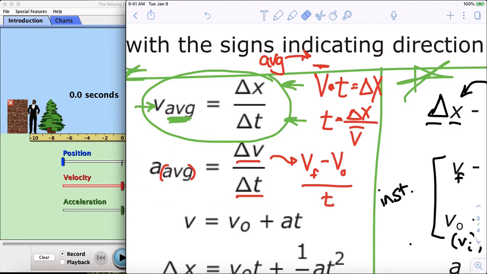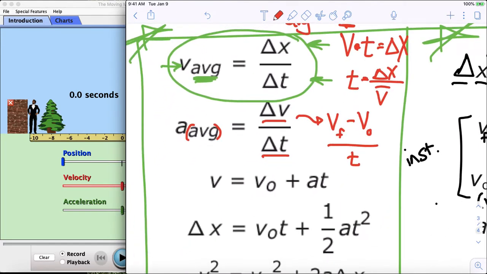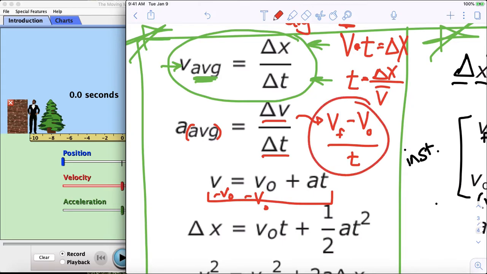One thing that's kind of weird is that they put a second equation here. If we look at this equation here, it's the same thing as the one above, just rearranged. I could prove that to you if I subtract v0 from both sides, and then divide both sides by t, I get this same thing up here.